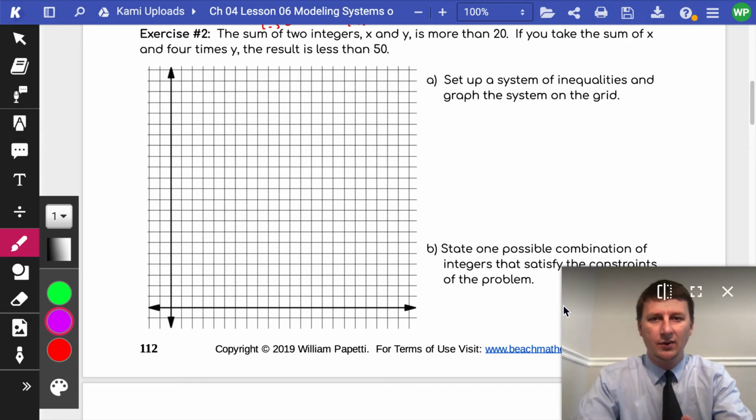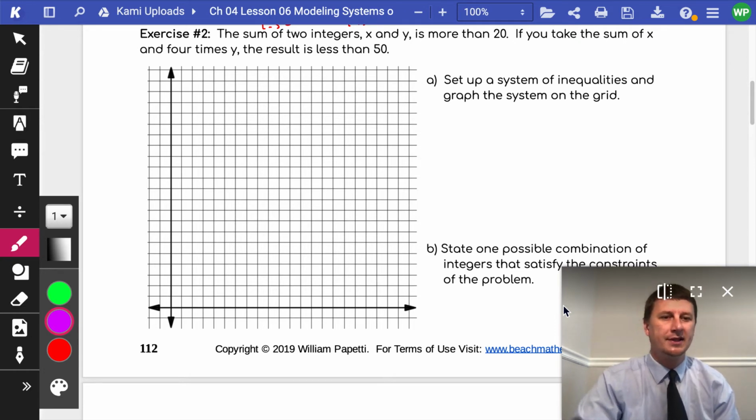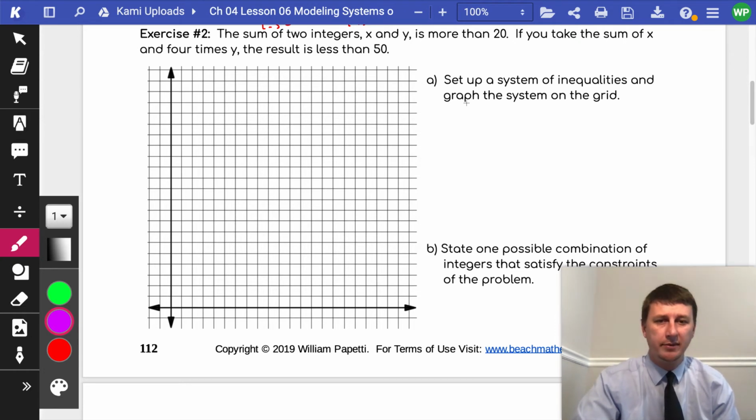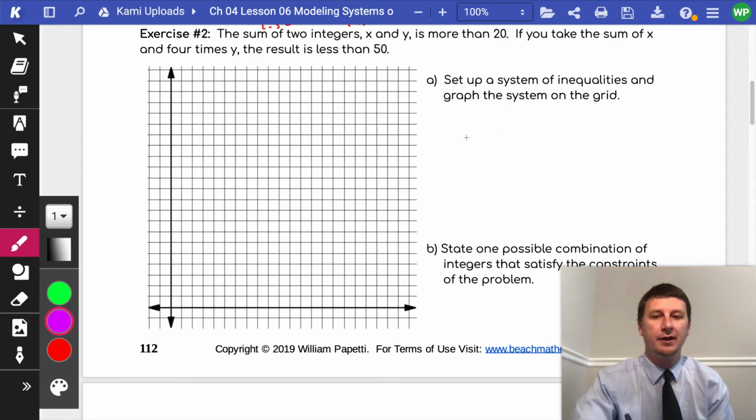In this video, we're going to be looking at exercise number 2 on modeling systems of linear inequalities. So we have the sum of two integers, x and y, is more than 20. If you take the sum of x and 4 times y, the result is less than 50. So let's set up a system of inequalities with that small amount of information, but enough information to set up a system of linear inequalities, and then graph the system on the grid.